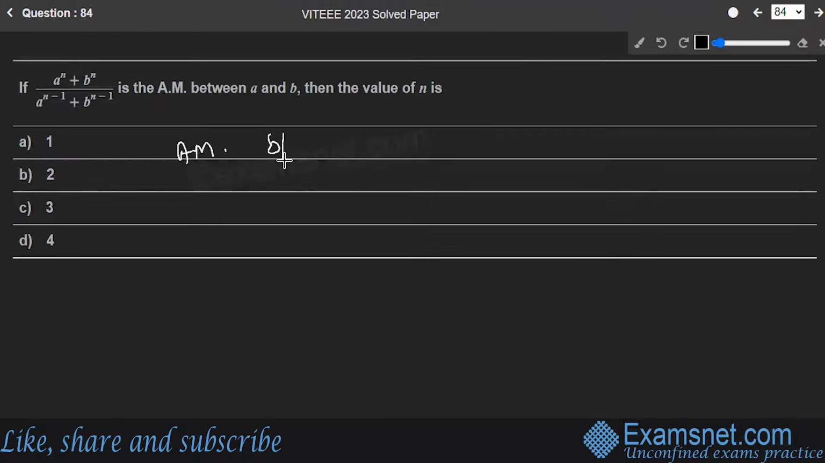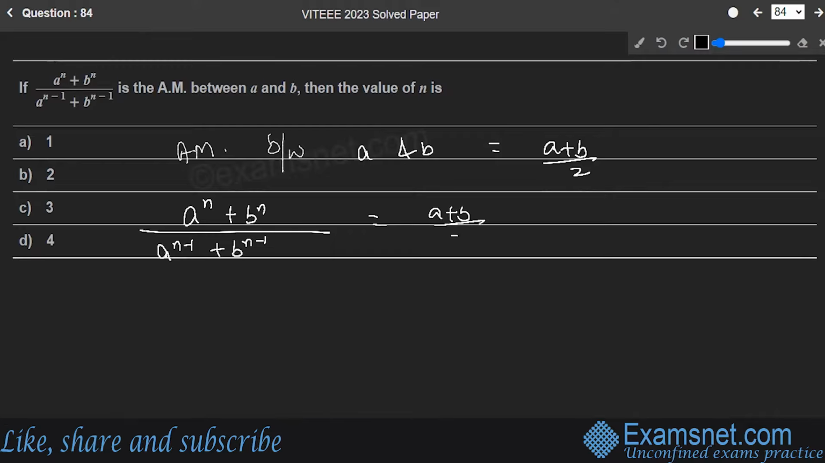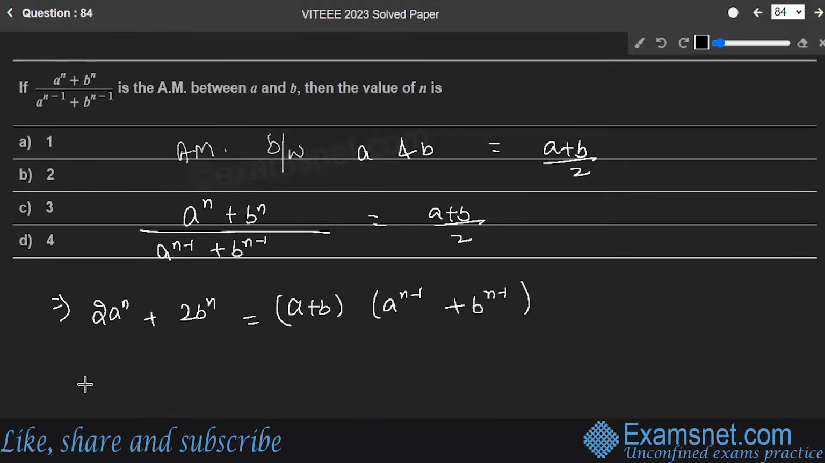The AM between a and b is given to you. So (a^n + b^n) divided by (a^(n-1) + b^(n-1)) is equal to the AM between them, that is, equal to (a + b)/2. Let's do the cross multiplication. You have 2(a^n + b^n) is equal to (a + b) into (a^(n-1) + b^(n-1)).